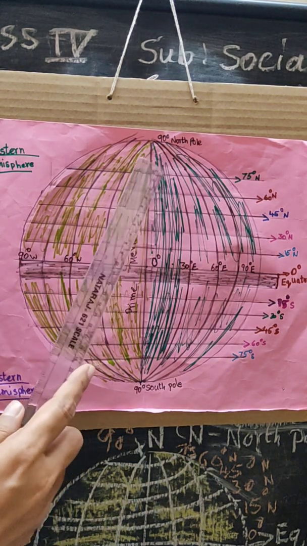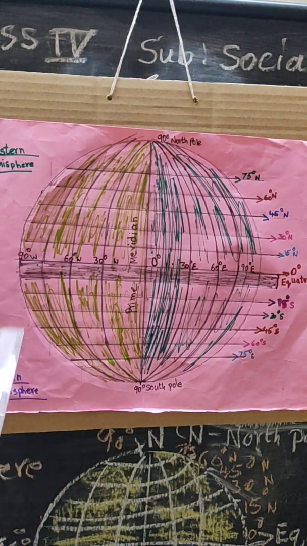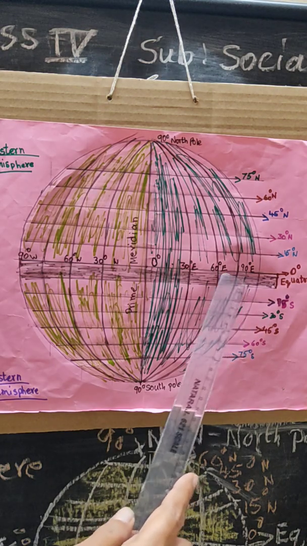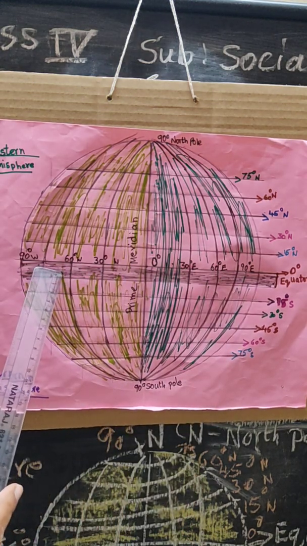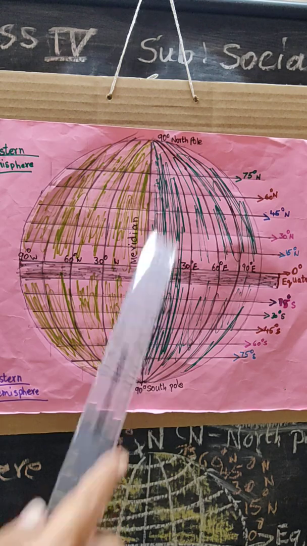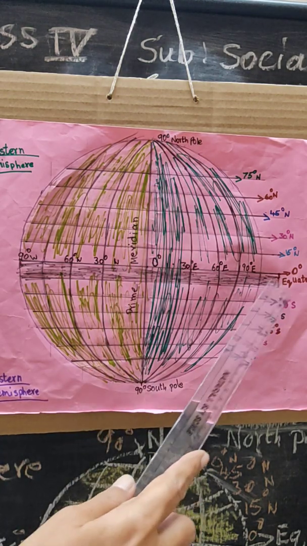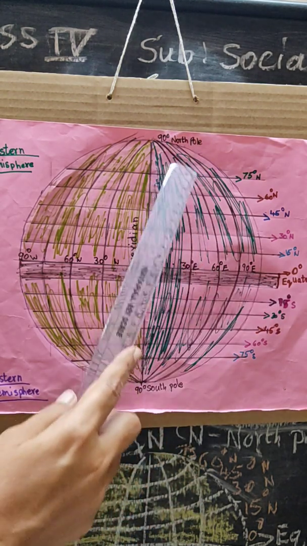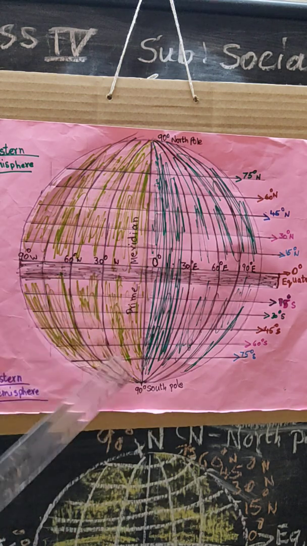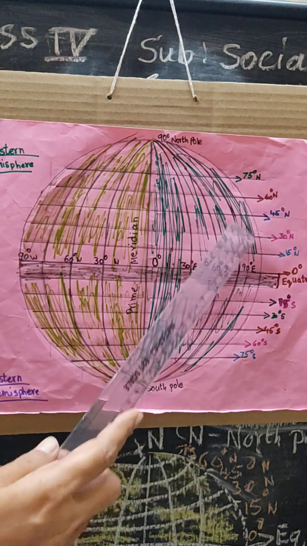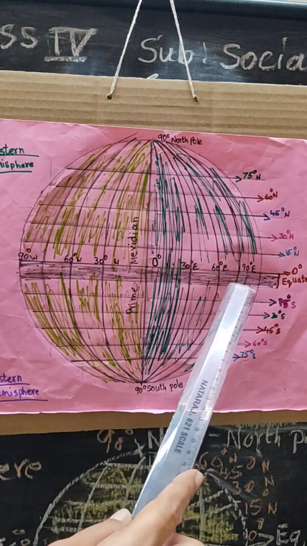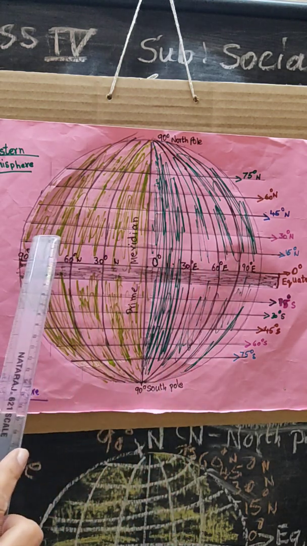Now, children, this is the Eastern Hemisphere and the Western. Here, this is the Eastern Hemisphere and this is the Western Hemisphere. We have learnt about North and South. Now, see the degrees. These are the lines. This is longitude here. Now, here, how many lines? 1, 2 and 3. 1, 2 and 3.